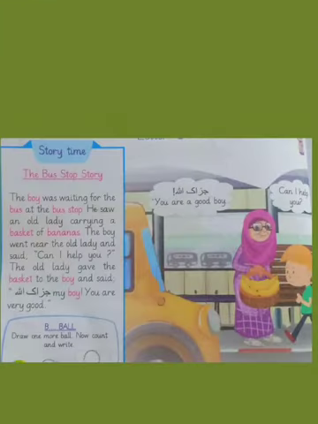Here we have a story, the bus stop story. The boy was waiting for the bus at the bus stop. He saw an old lady carrying a basket of bananas. The boy went near the lady and said, "Can I help you?" The old lady gave the basket to the boy and said, "Jazakallah, my boy, you are very good."